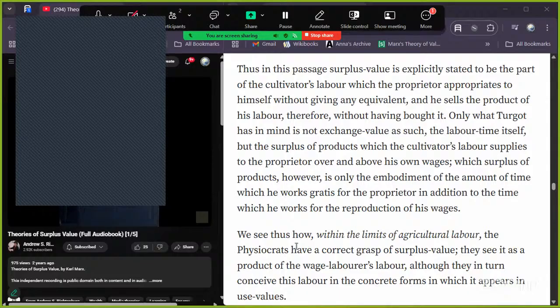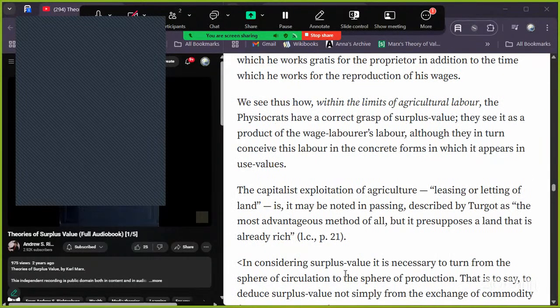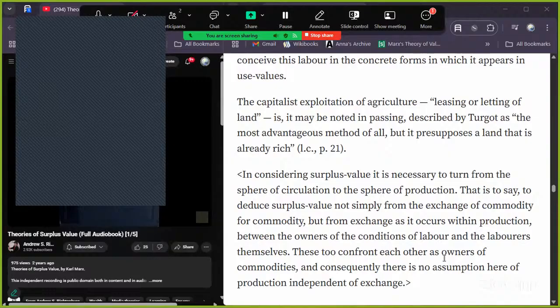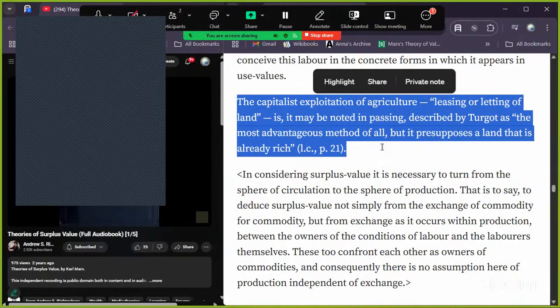Which surplus of products, however, is only the embodiment of the amount of time which he works gratis for the proprietor, in addition to the time which he works for the reproduction of his wages. We see thus how within the limits of agricultural labor, the physiocrats have a correct grasp of surplus value. They see it as a product of the wage laborer's labor, although they in turn conceive this labor in the concrete forms in which it appears in use values. The capitalist exploitation of agriculture, leasing or letting of land, is, it may be noted in passing, described by Turgot as, quote, the most advantageous method of all, but it presupposes a land that is already rich, end quote.